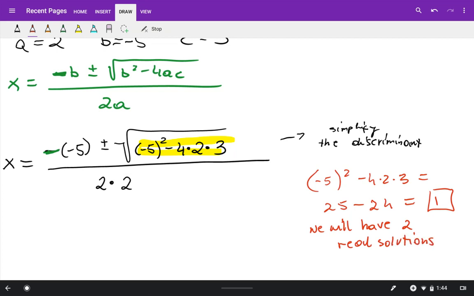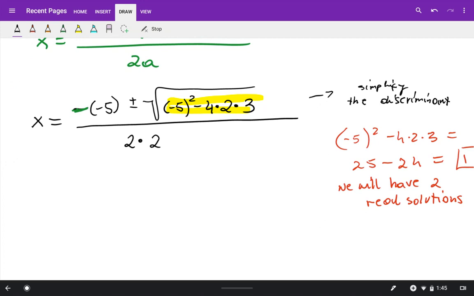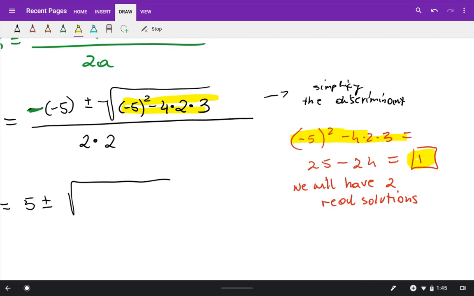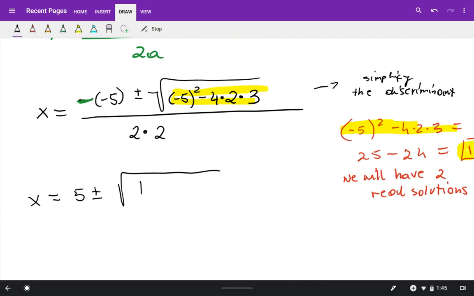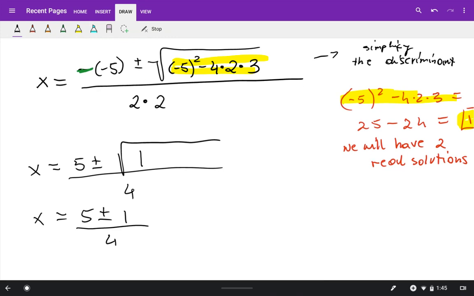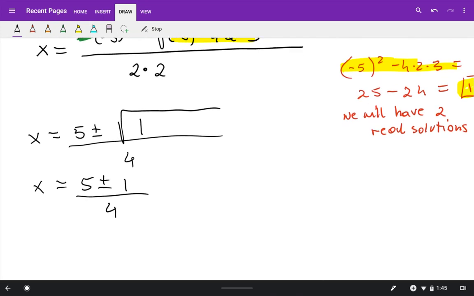Okay, so let me go back. So we have x equal negative of -5. So 2 negatives gives you positive. So we have 5 plus minus square root. And the discriminant, the expression under the square root, right here, this is what we simplify. We end up with 1. So I have square root of 1 and everything over 4. So x equal 5 plus minus square root of 1, it's 1. Divide by 4. So plus minus means that you have 2 solutions.